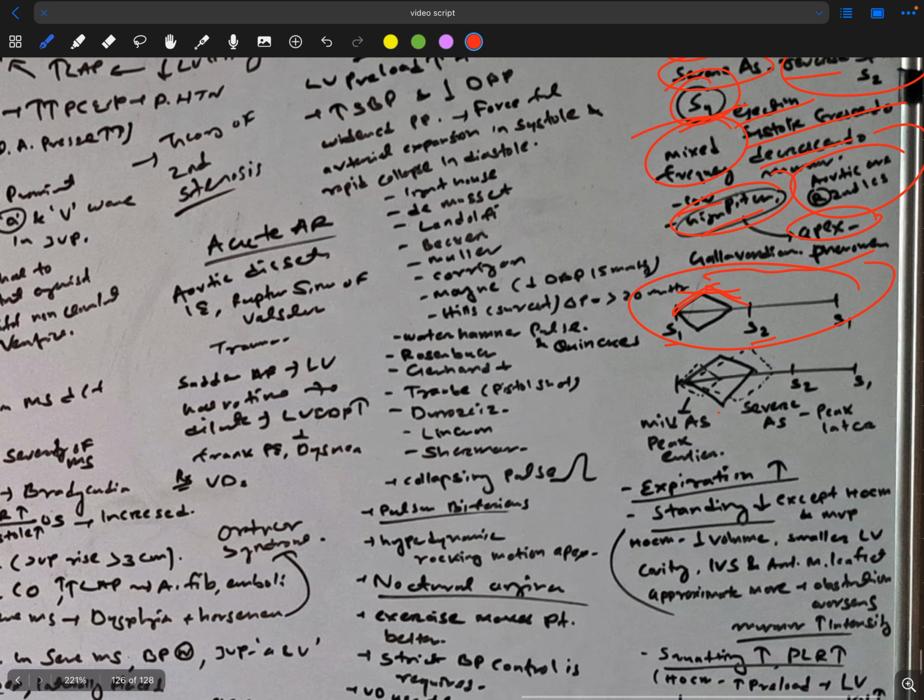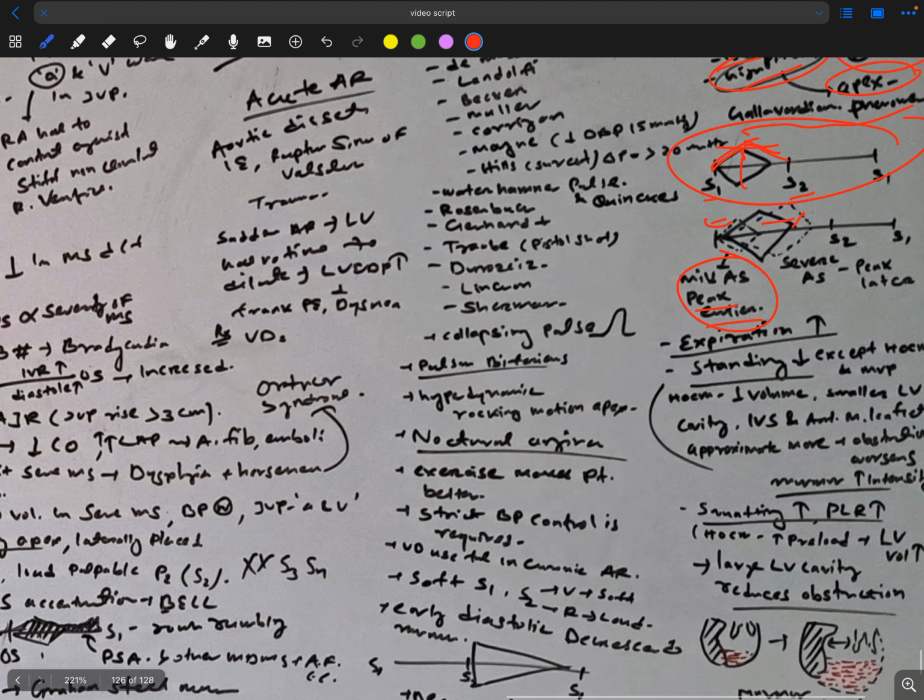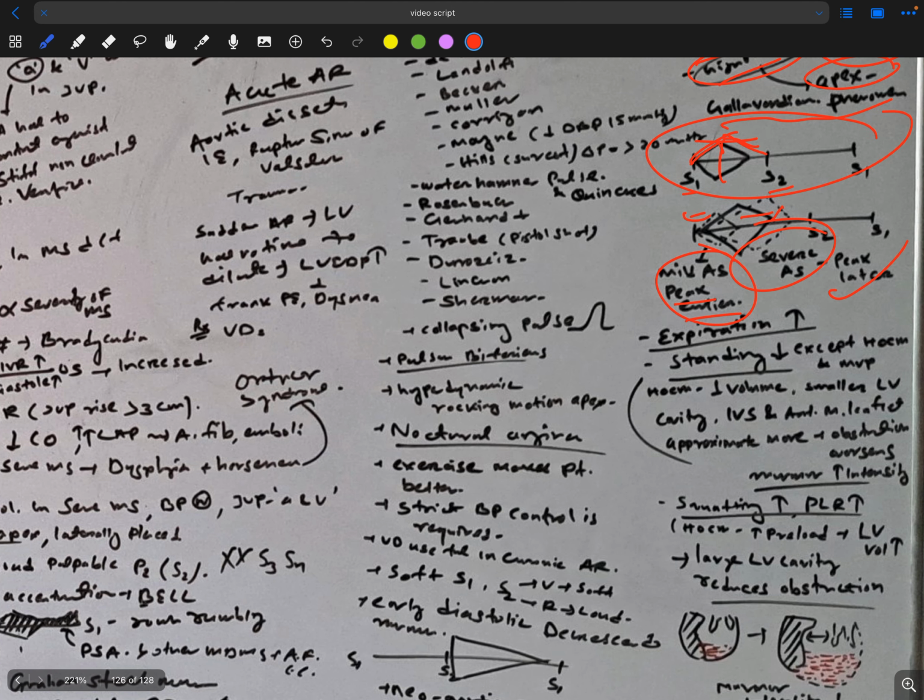In case of mild AS, the peak occurs earlier, close to S1. In case of severe AS, the peak occurs later, far away from S1. So in severe AS, peaks occur later.